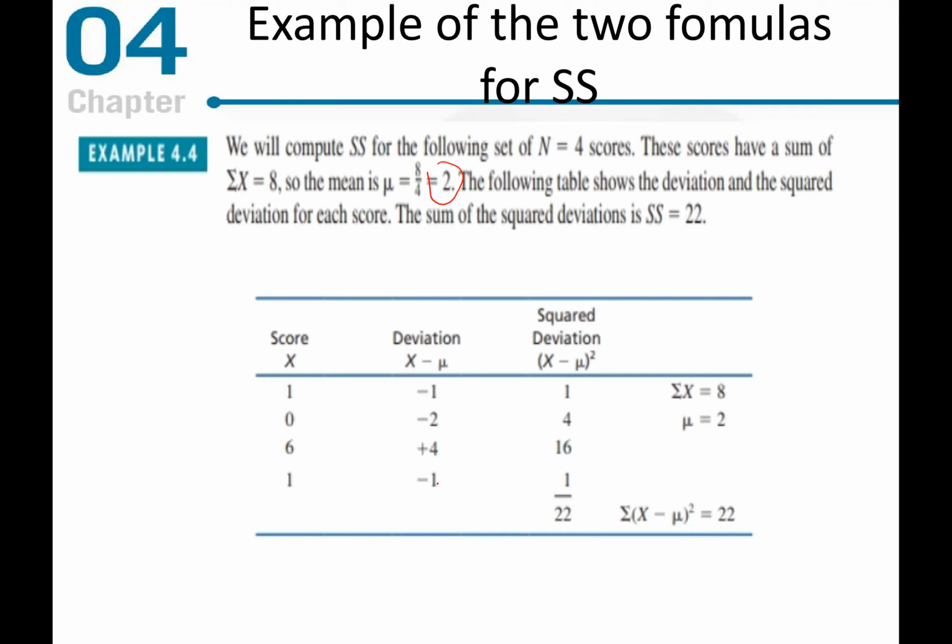All right, so then what we're going to do is square those deviation scores. -1 squared is 1, and we're squaring them to remove the negatives out of the deviation scores. So -1 squared is 1, -2 squared is 4, 4 squared is 16, and -1 squared is 1. So that's going to give us a sum of squared deviations of 22. All right. So the sum of the squared deviations is 22.